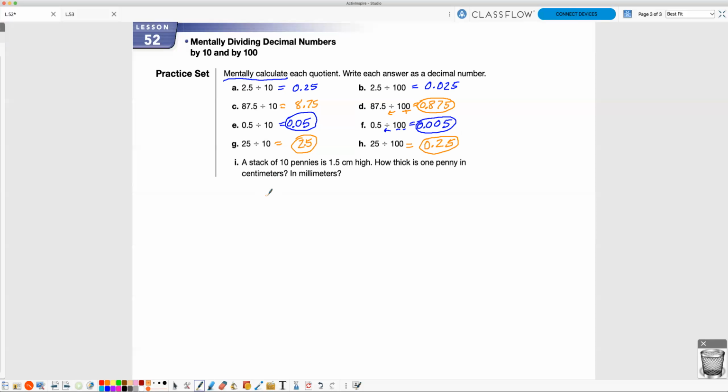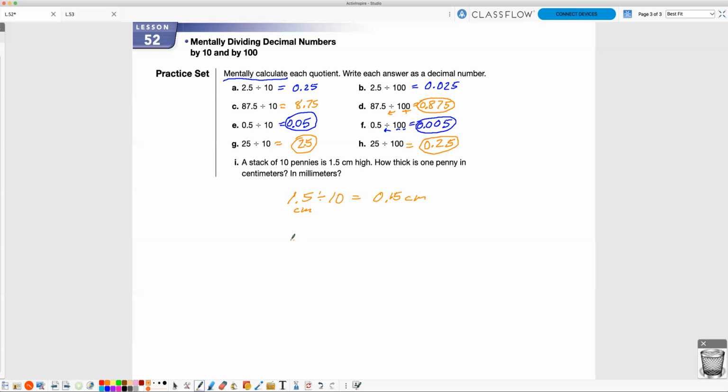And letter I, a stack of 10 pennies is 1 and 5/10 centimeters high. How thick is 1 penny in centimeters? So in this case, I've got a stack of pennies and they're 1 and 5/10 centimeters high. I'm dividing by 10. So that means in the first place, it would be 1 and 5/10 divided by 10, and that's labeled centimeters. So that would be, in this case, 15 hundredths centimeters for the first answer.